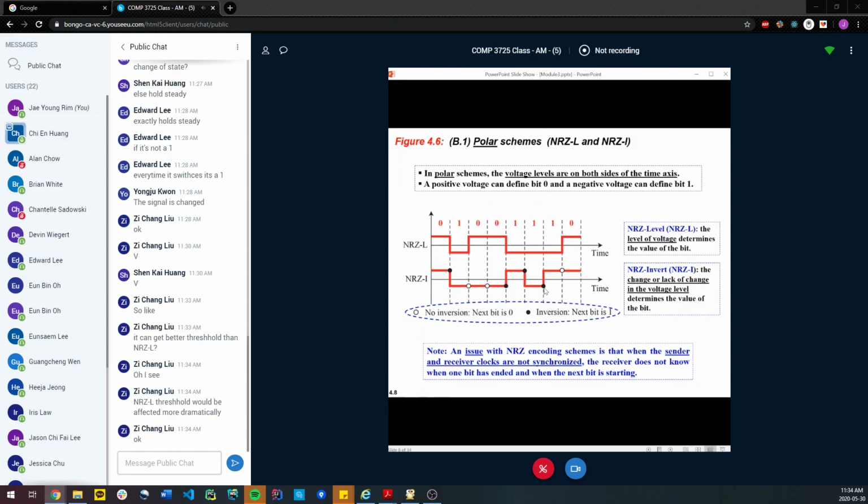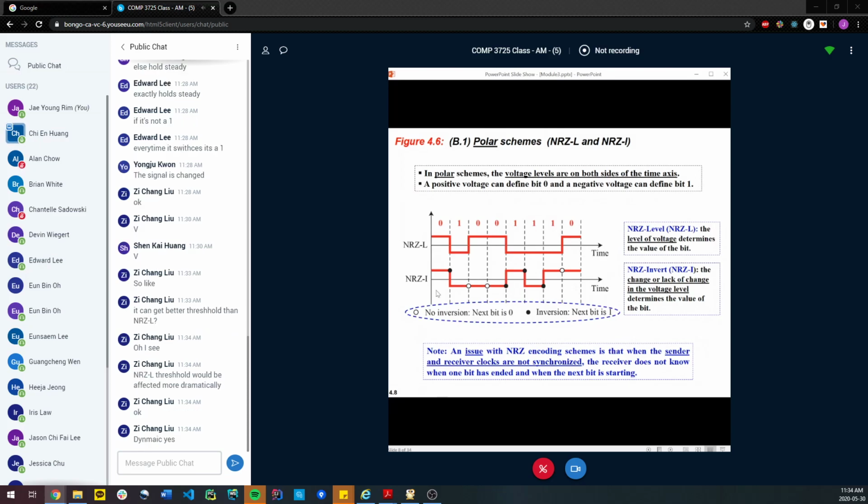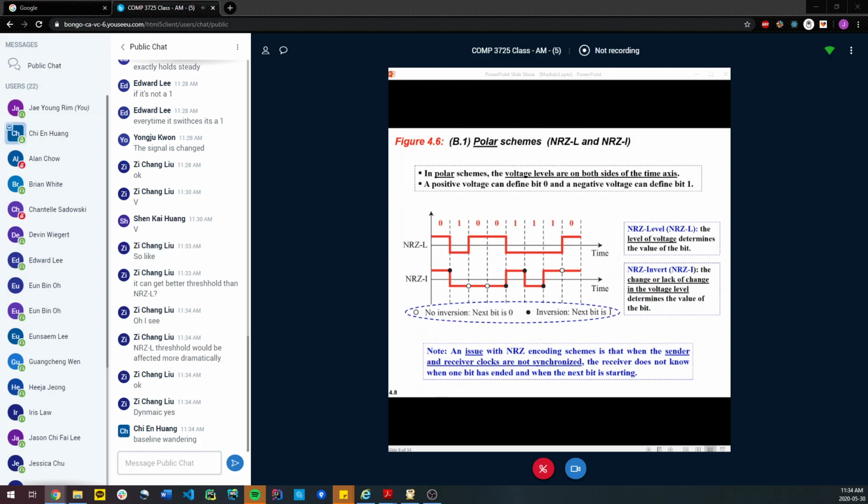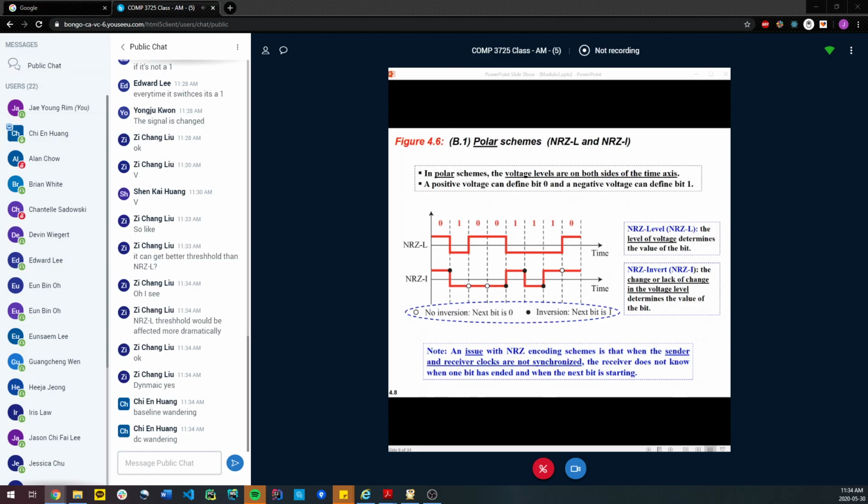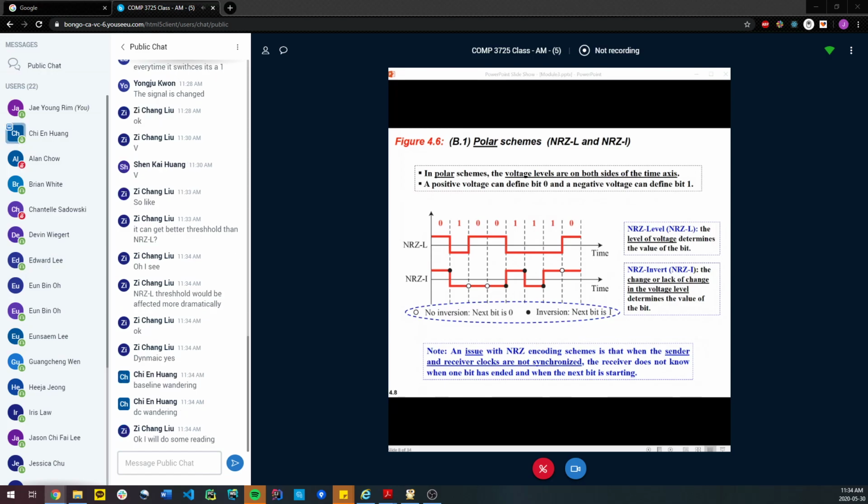Exactly. So it's not dramatically, it's dynamically adjusted based on the actual received values. And this thing, in the textbook, is called baseline wandering, or sometimes also known as DC wandering. If you're interested, start taking a look at it, and I'll give you a summary of all of these in a minute. I want to just go through all the phenomena.